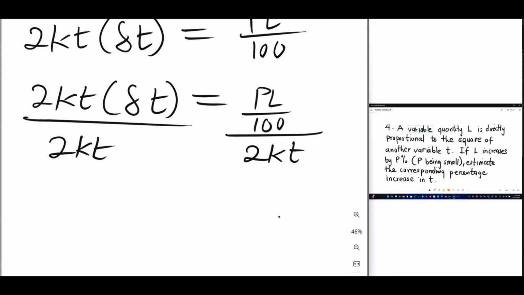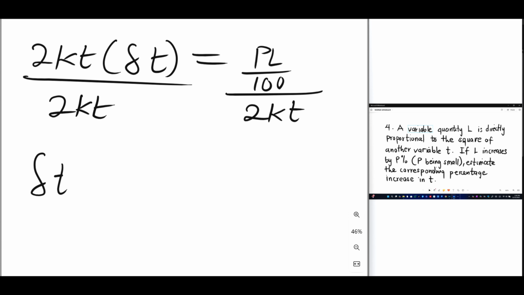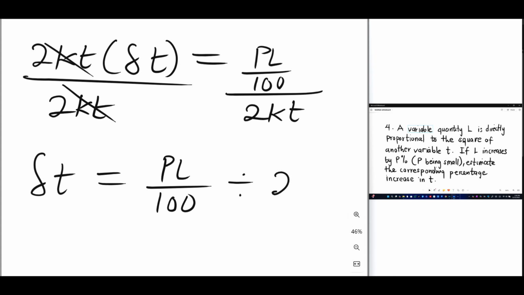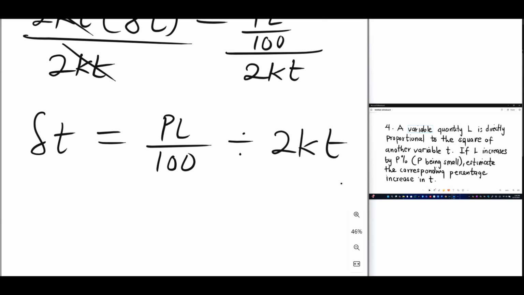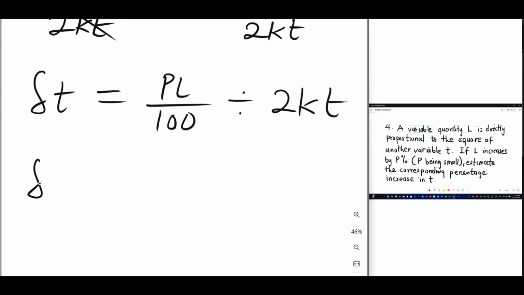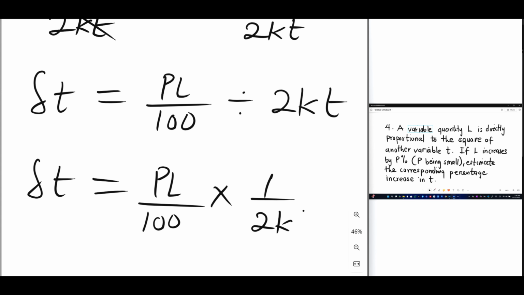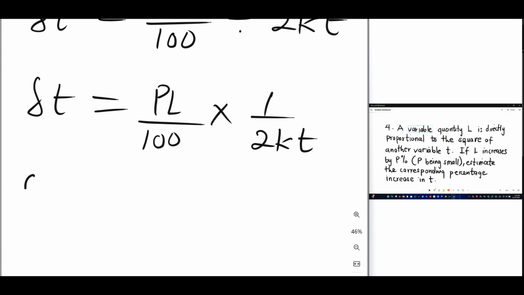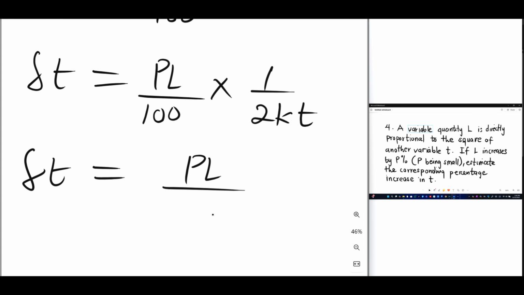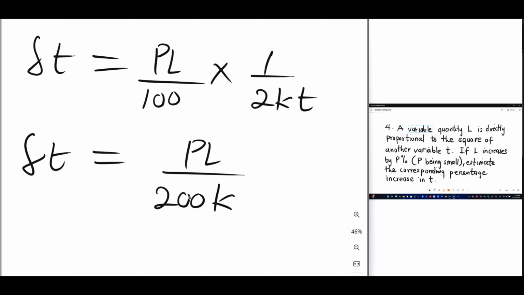And this will give us the result of small change in T being equal to PL divided by 100, then divided by 2KT. All right. So we can now rewrite it as small change in T being equal to PL divided by 100 times the reciprocal of 2KT, which is 1 divided by 2KT. And we are going to get our small change in T to be equal to PL divided by 200KT.